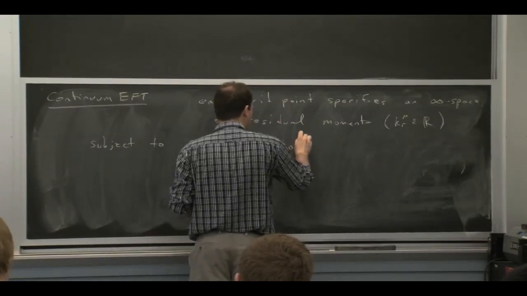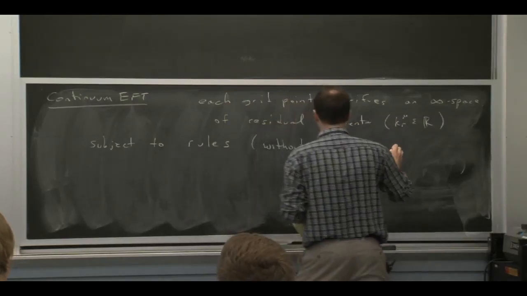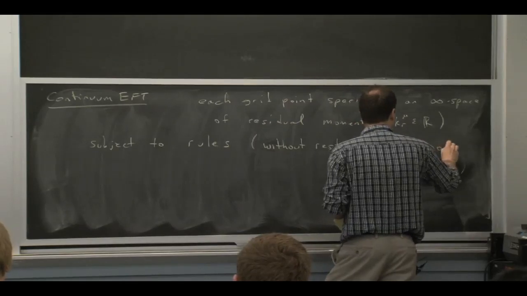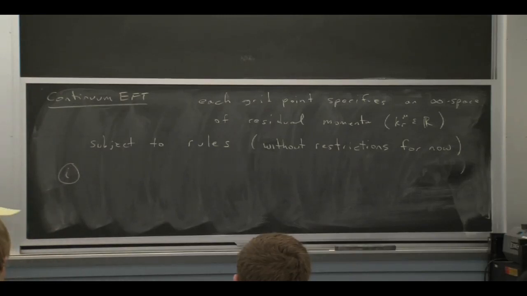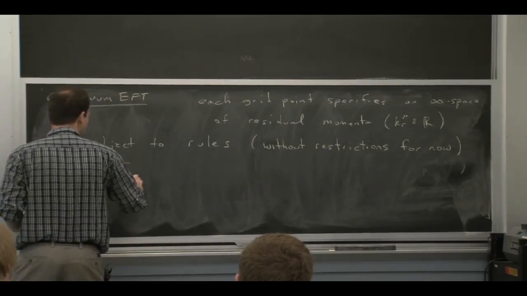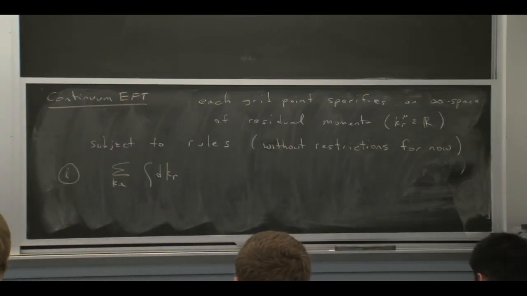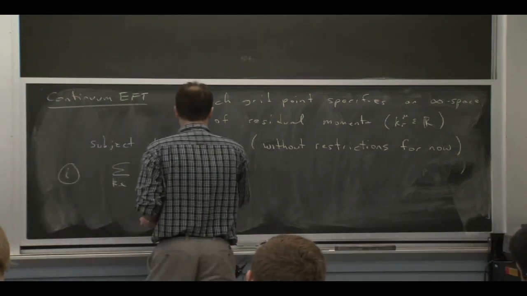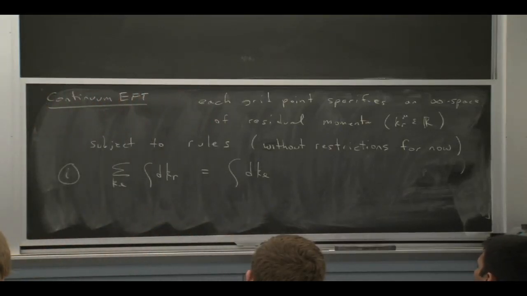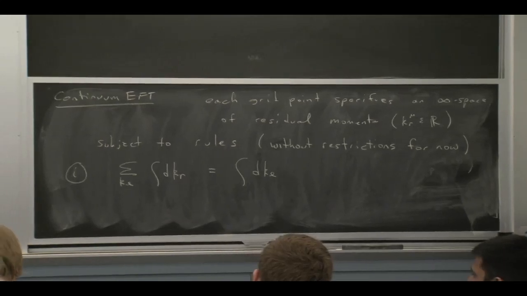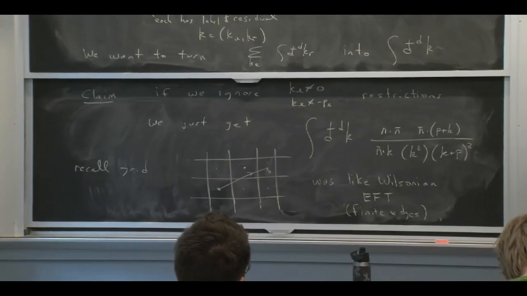I'll tell you what the rules are without restrictions for now. And then we'll come back and I'll tell you what the rules are with restrictions. So rule number one is the simplest, and it just says that, say I had the following, and I'll use a one-dimensional notation. Say I had a sum over KLs and an integral over all KRs. Well, that's just the same as not having split it up and doing an integral over everything. Because we split this thing into boxes, and if we really integrate over all boxes and sum over all labels, then we should just get back the full integration over all the momenta.